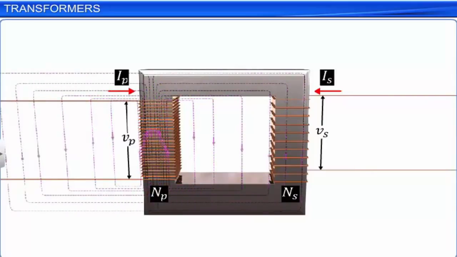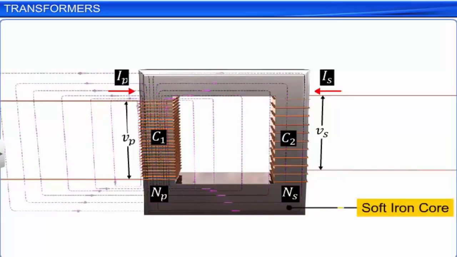A transformer comprises two coils, C1 and C2, insulated from each other. These coils are wound over a soft iron core. The soft iron core is provided to increase the magnetic flux through the coils and to provide a medium through which all the magnetic flux through the primary coil also passes through the secondary coil. This increases the mutual inductance of the two coils as more flux from the first coil now passes through the second coil.